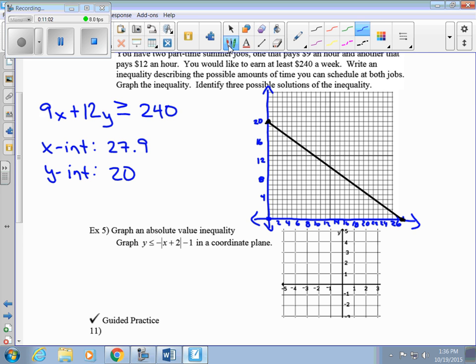And now we're going to find our test point. Well, we know that our test point at 0, 0 is the easiest one to use. Put in 0, we get 0 is greater than or equal to 240. Is that true? Is 0 bigger than 240? Well, obviously not. So my shaded area is going to be anything above this line.